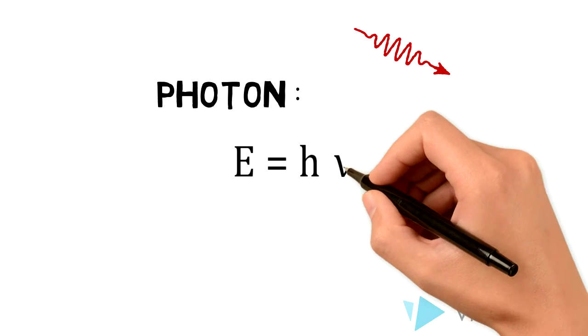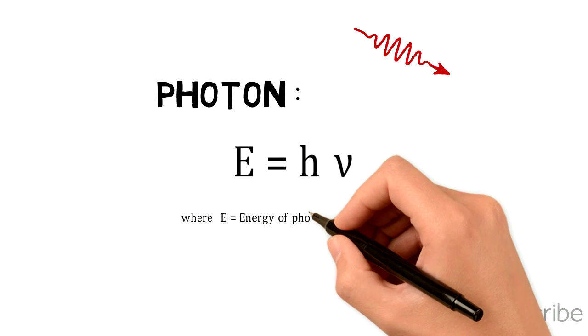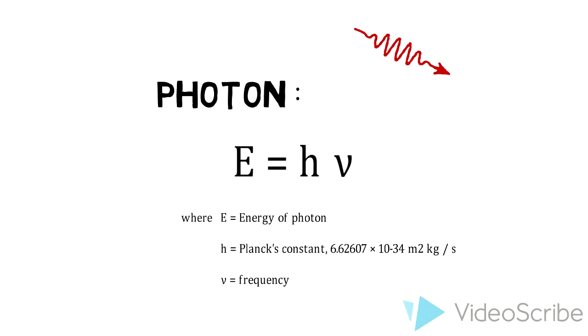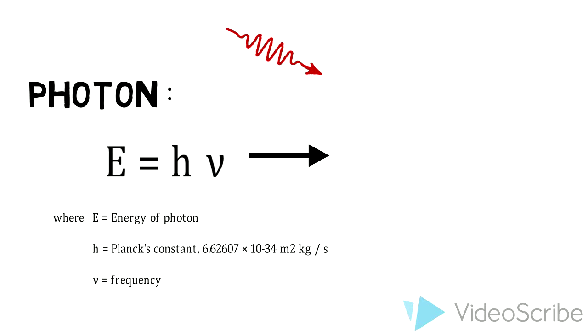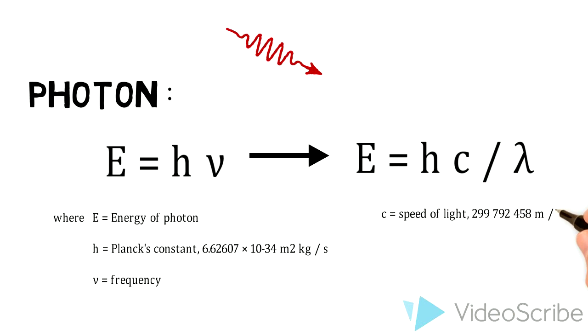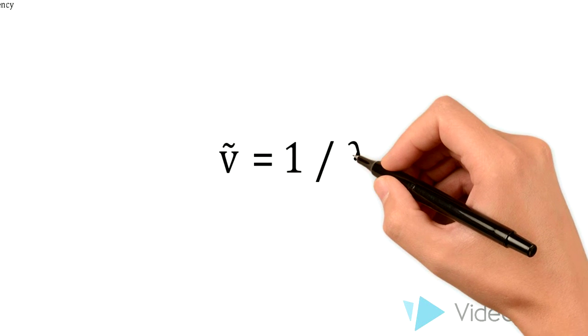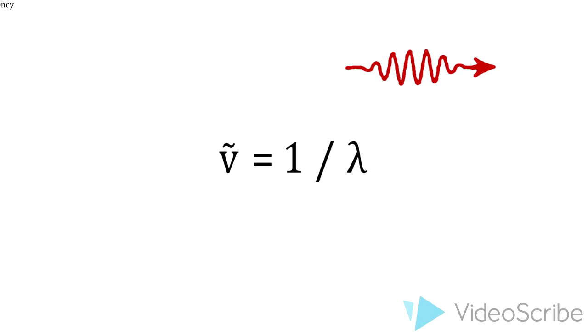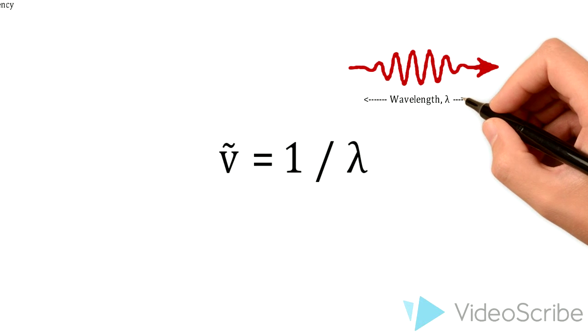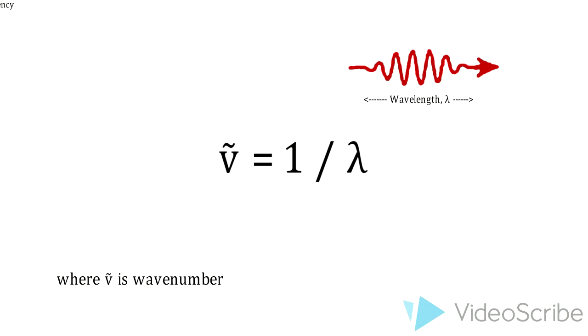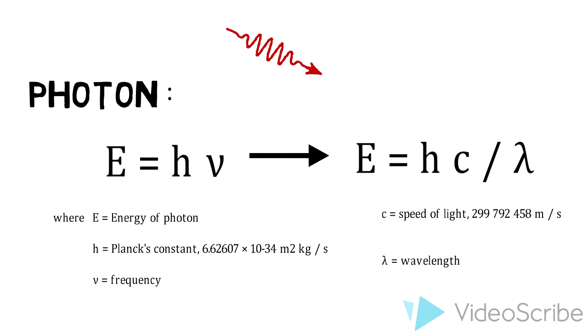The energy of a photon can be described by E equals h nu, where E is energy, h is the Planck constant, and nu is the frequency. Alternatively, E equals hc over lambda, where c is the speed of light in vacuum and lambda is the wavelength. The wave number of a monochromatic light beam is the inverse of its wavelength, where wave number equals 1 over the wavelength. In infrared spectroscopy, the wave number is measured in inverse centimeters.